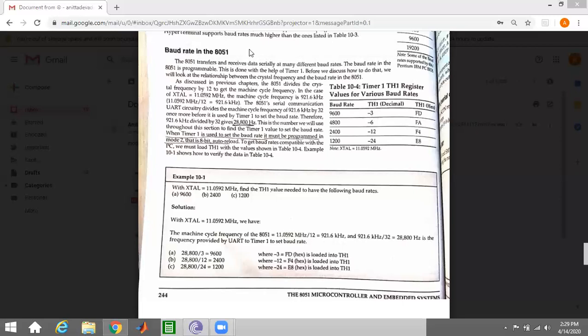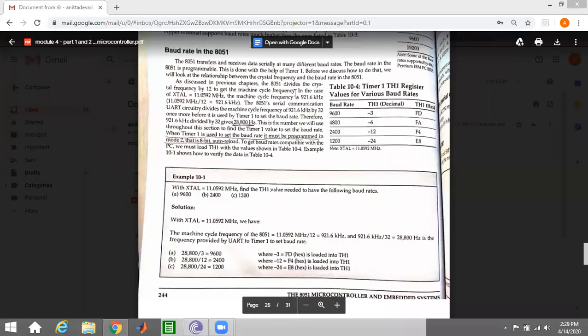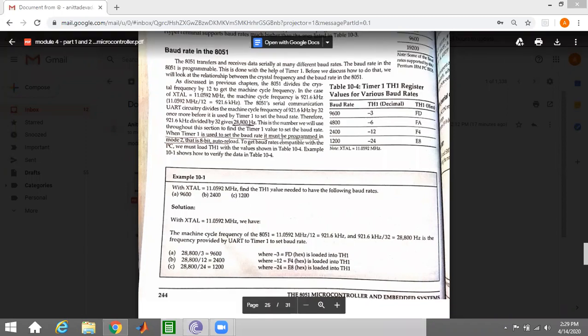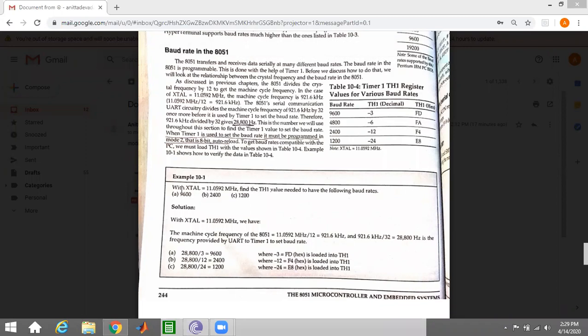The previous theory has nothing to do with the programming part, so it is easy if you just go through it. For the programming part, we only need these theories. See, XTAL is equal to what? XTAL is the crystal frequency, right? What is the crystal frequency given? 11.0592. So 11.0592 is the crystal frequency. Then what is the frequency for serial communication?